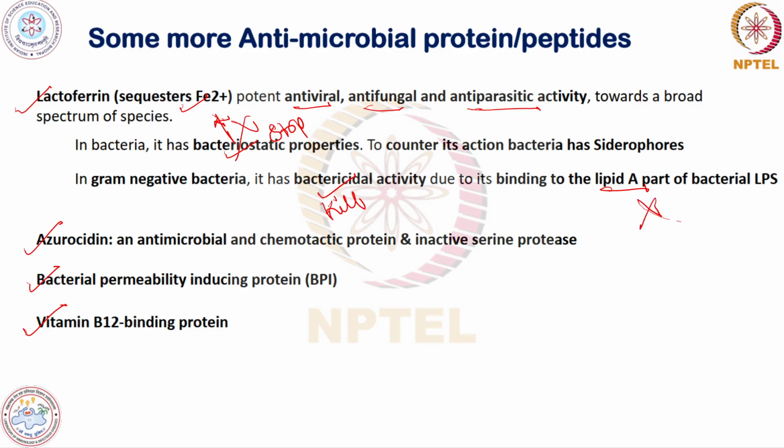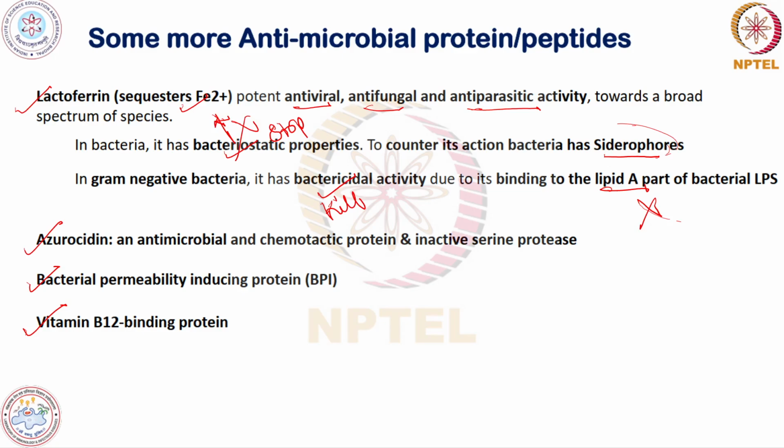And some bacteria also produce siderophores. The siderophores are molecules that steal iron from the lactoferrin to survive. So this bacteria has siderophore molecules, and the iron will bind to the siderophore instead of lactoferrin. So in that case, these can survive.